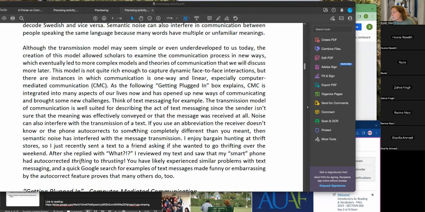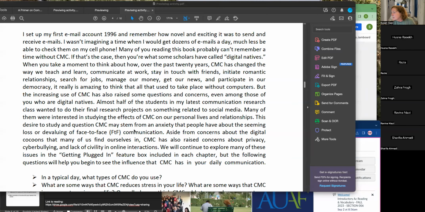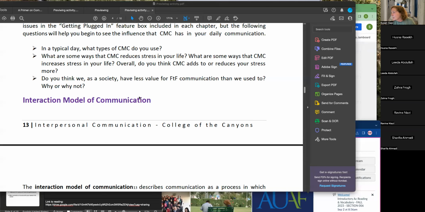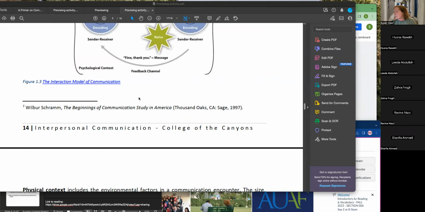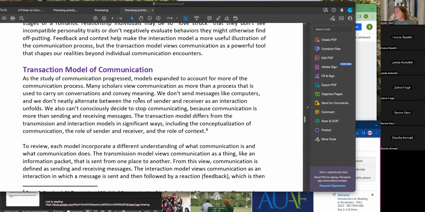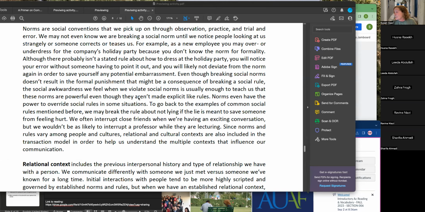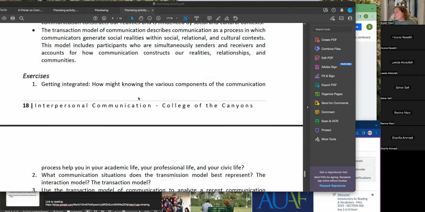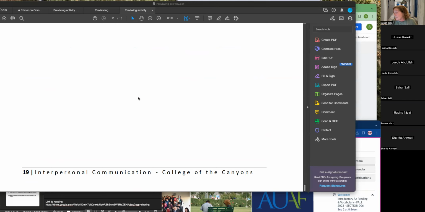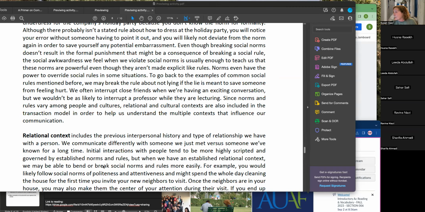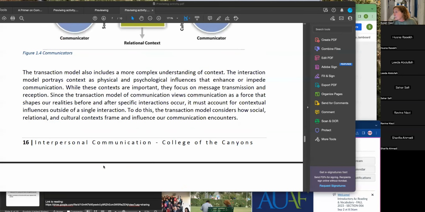Let's see. Transmission model of communication. Interaction model of communication. Okay. Then the next one is the interaction model of communication, right, the transaction model of communication. Okay, and the third one, is there a third one? Go down. Transaction model of communication. Transactional model. I passed it, sorry. How could I pass it? It's easy to see. Hold on. Sorry if I'm hurting your eyes. I don't mean to.